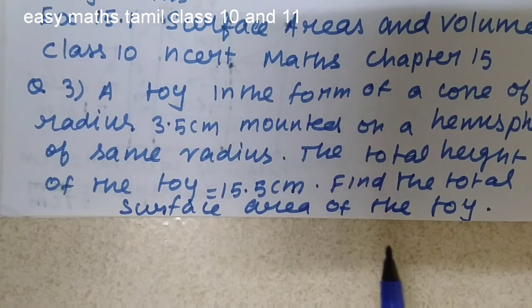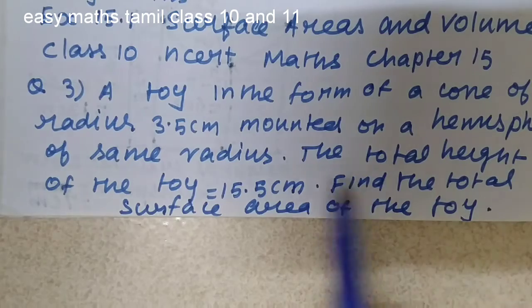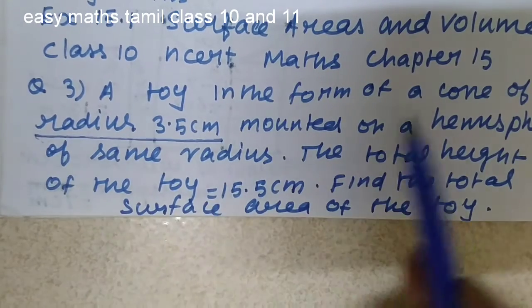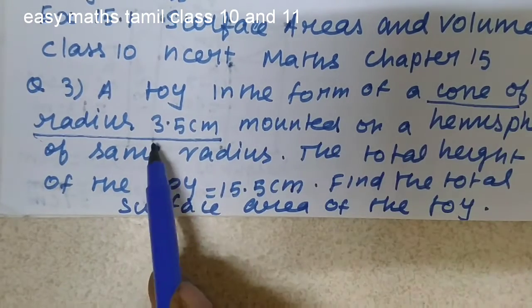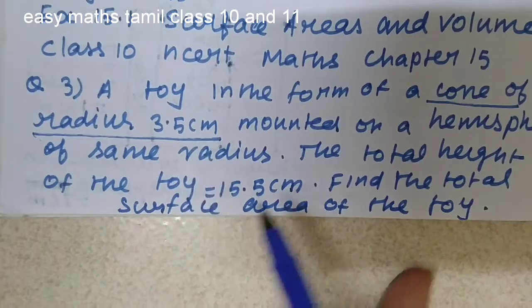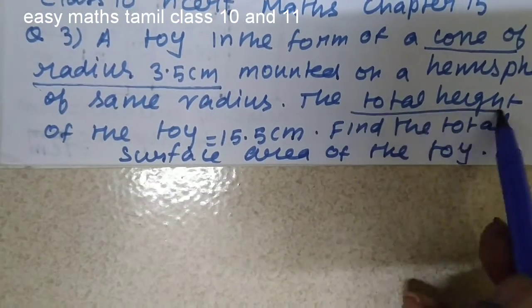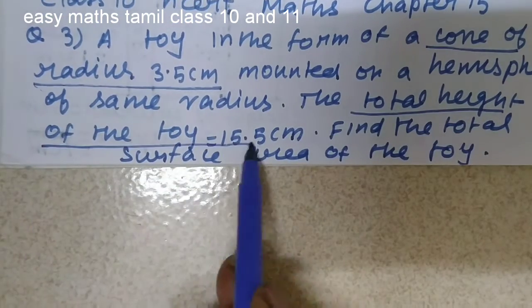Question 3. A toy in the form of a cone of radius 3.5 cm mounted on a hemisphere of same radius. The total height of the toy is 15.5 cm. Find the total surface area of the toy. Radius is given as 3.5 and the total height of the toy is 15.5 cm.